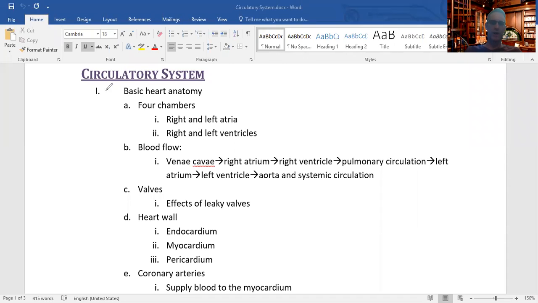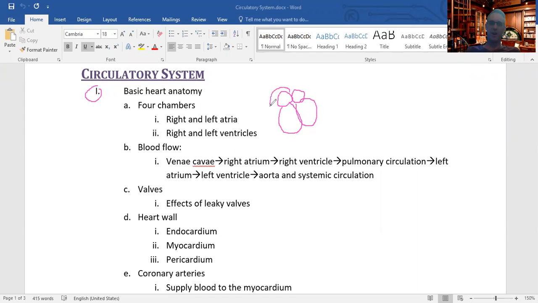So we're starting here, big Roman numeral 1, basic heart anatomy. And many of you would be able to teach this part, and that's great. But I just want to review it for everybody that there's 4 chambers of the heart. The 2 top chambers are the atria, so there's a right and a left atria. And then the 2 bottom chambers are the ventricles, so there's a right and a left ventricle. So it looks something like this.